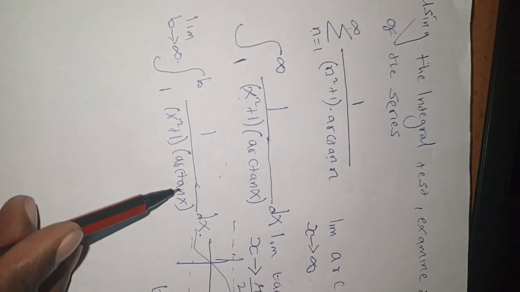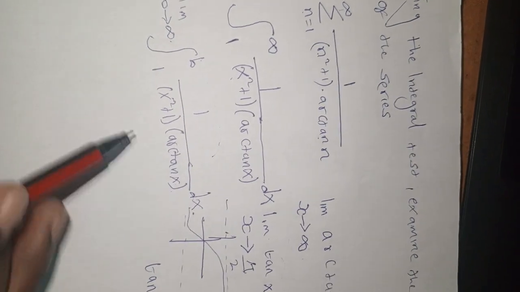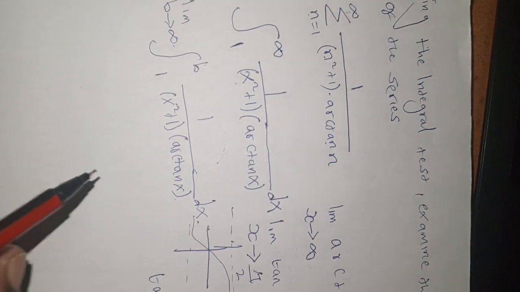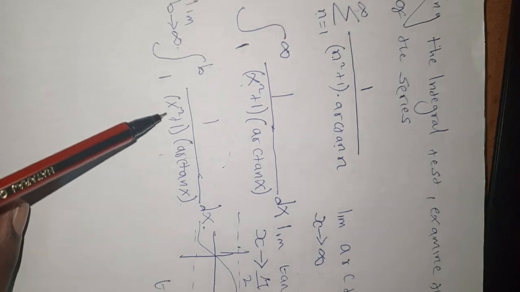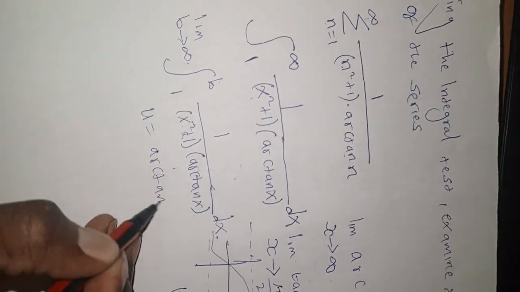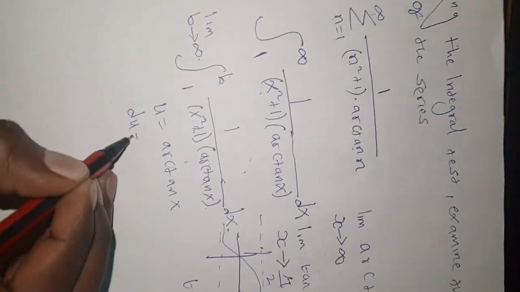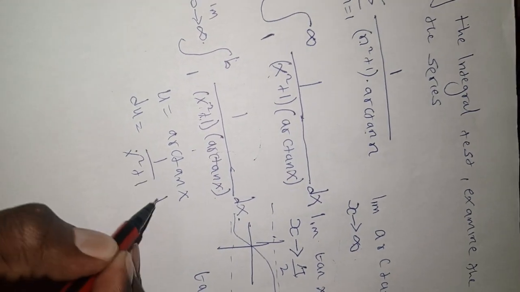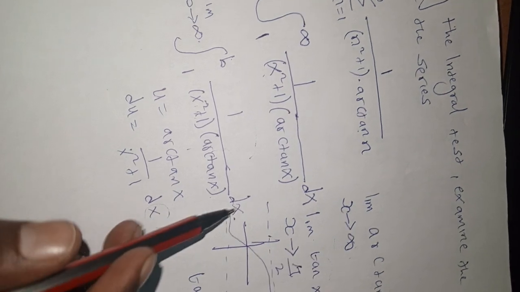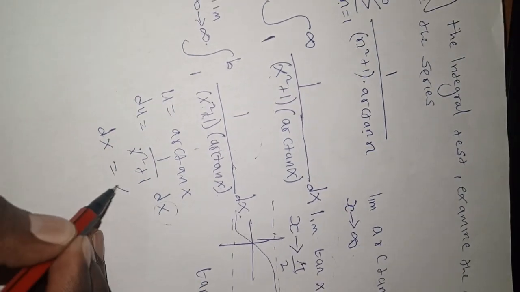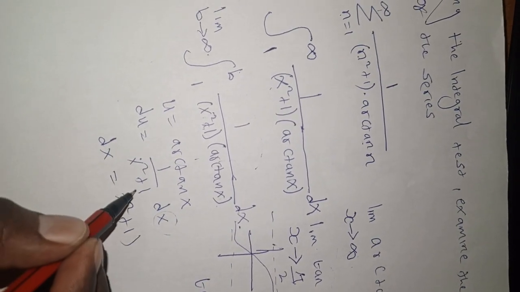But if we assign arctan x to be u, when we differentiate arctan x, we are going to get 1 over x squared plus 1. So it might cancel with this. So let's say u is equal to arctan x, du will be 1 over x squared plus 1 dx. Now, we want to find the dx because we have dx in our question. So let's make dx the subject: x squared plus 1 du.